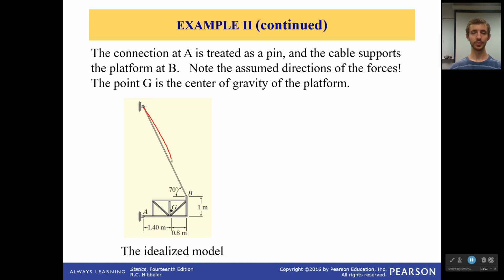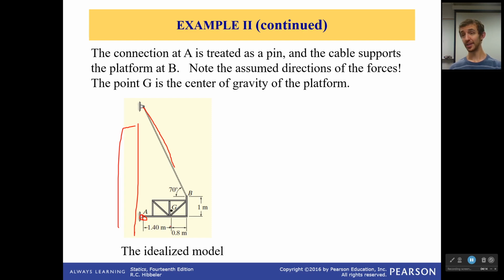And so I have a rope holding it up. I have a pin support on the large tower. And I also have to take into account the fact that this platform has its own center of gravity. It has weight, and that weight is going to be pulling at the center of this usually.